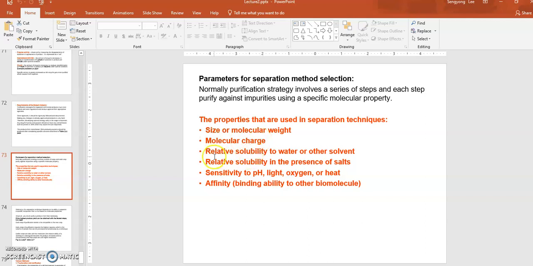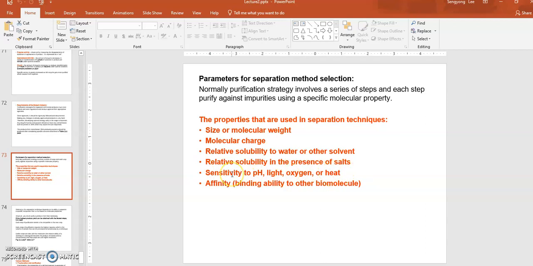And the relative solubility in water or other solvents. If your protein is very soluble, it'll stay in solution, while other proteins and molecules will be precipitated out. So you can use that purification method. And relative solubility in the presence of salt depends on the salt concentration. Some proteins may aggregate and come out as precipitants, so you can use that as a separation method. Sensitivity to pH, light, oxygen, and heat.